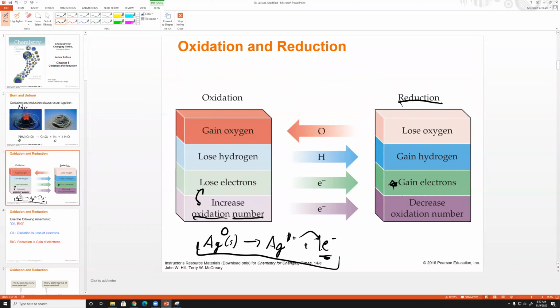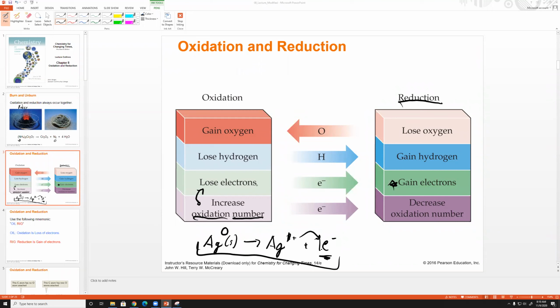And similarly, if oxidation gains oxygen, where is it getting the oxygen from? Oh, it's getting the oxygen from something that loses the oxygens. And then with reduction, when you gain hydrogens, you're getting the hydrogens from somewhere that lost the hydrogens. So if that makes sense.